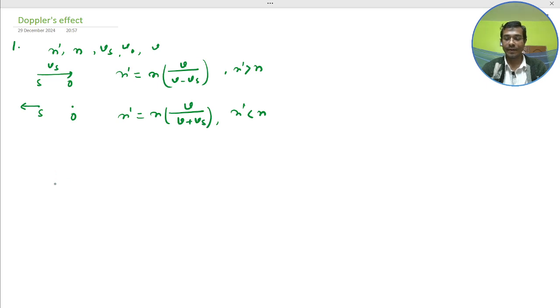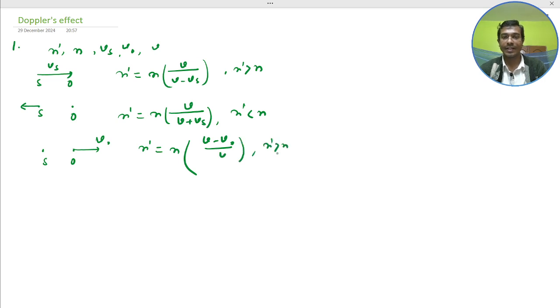Next, the observer is moving towards the source. This is the source and the observer is moving with V naught, while the source is stationary. In that case, n dash would become n times V plus V naught divided by V. Here n dash is greater than n.